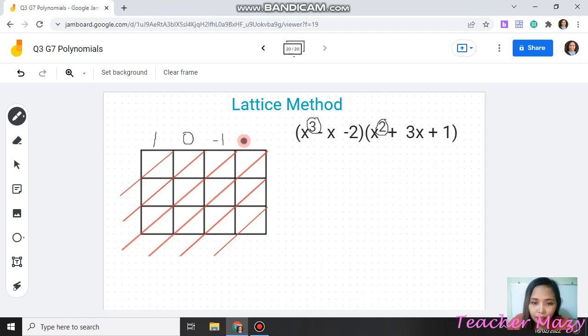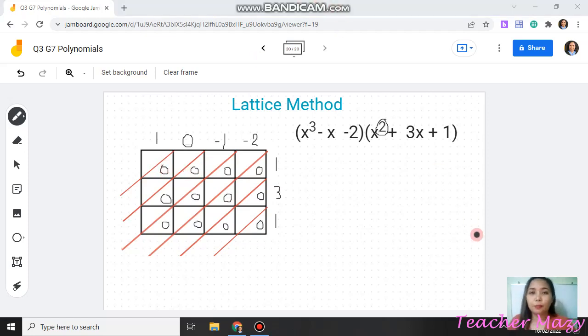And negative 2. Okay, so next, we have x squared, so its numerical coefficient is 1 again. Next is positive 3 and positive 1. Okay, now let's write zeros below each diagonal line.